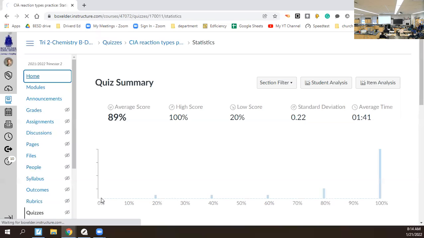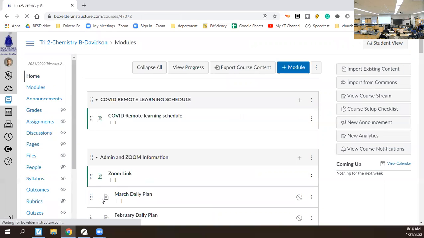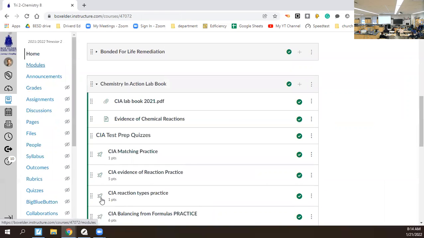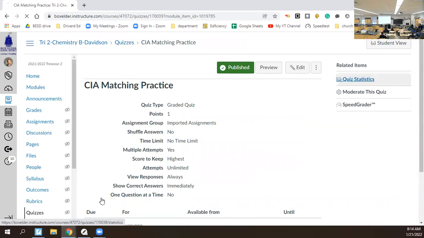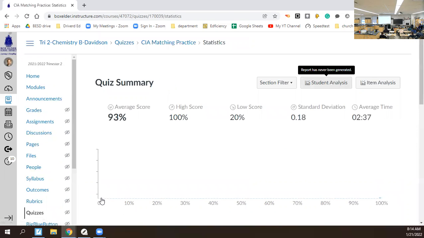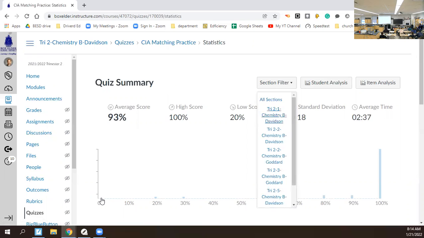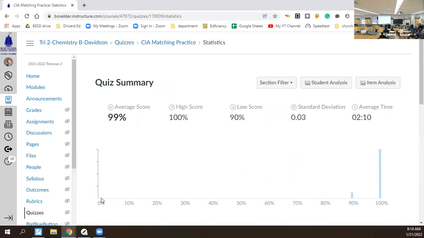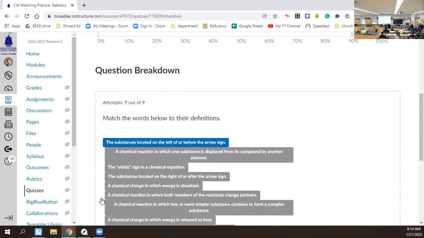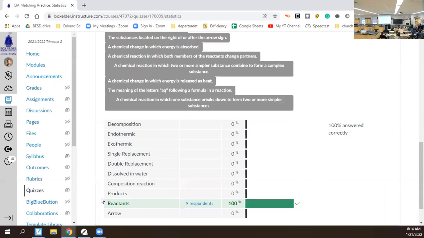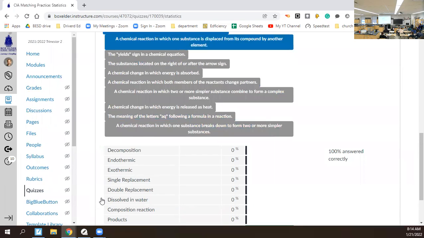All right, so pretty good. Most of you may not have taken the vocab. Did any of you take the vocab? Okay, let's look at that one real fast, or the matching. 93? Wow. 99? I guess, well, you're just all geniuses. All right, 100%. What one wasn't 100%?